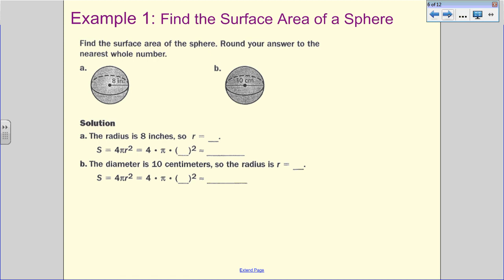So let's spend some time practicing that. We want to find the surface area of the sphere. Remember, it says round to the nearest whole number. I want you guys rounding to the nearest hundredths. We're going to have 2 digits after the decimal place.